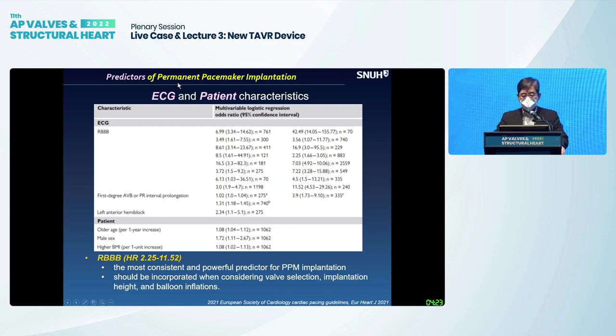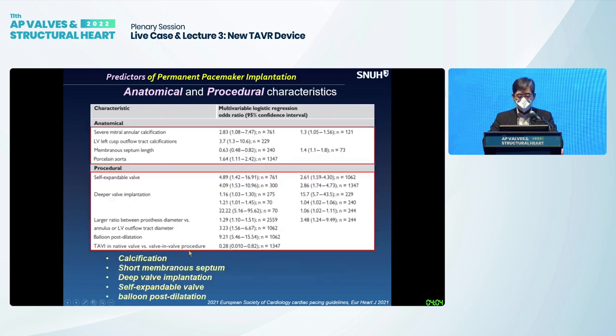Here are predictors of permanent pacemaker implantation after TAVI. ECG and patient factors are shown here. RBBB is a very strong predictor. Also first degree AV block, PR interval prolongation, and left anterior hemiblock. For patient factors, old age is very important, as are male sex and higher BMI.